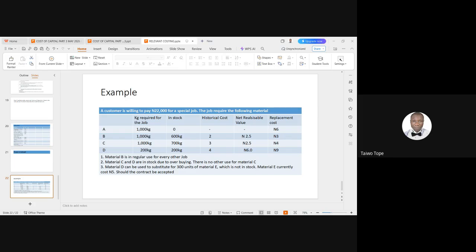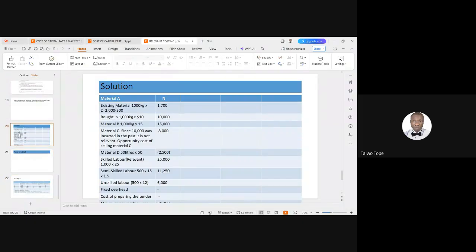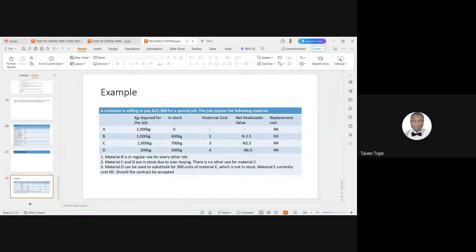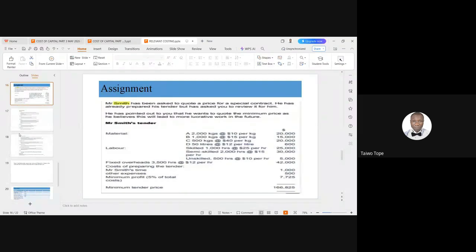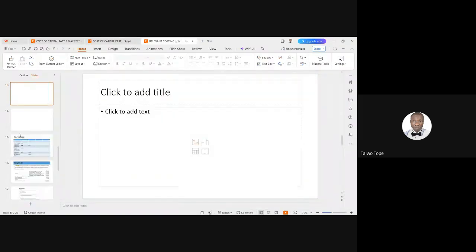So let's go to our ICAN Pathfinder. I have another question here, but I will not solve it. It's better I give it as additional, so that we'll see the issue of labor and overhead, how it is being treated.